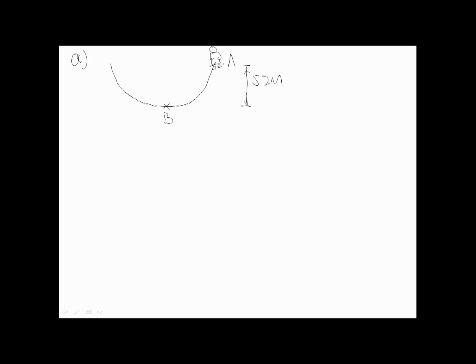Now, at A, the skateboarder will have potential energy. So what is the potential energy? The potential energy will be mgh. Now, all the potential energy will convert to kinetic energy at B.